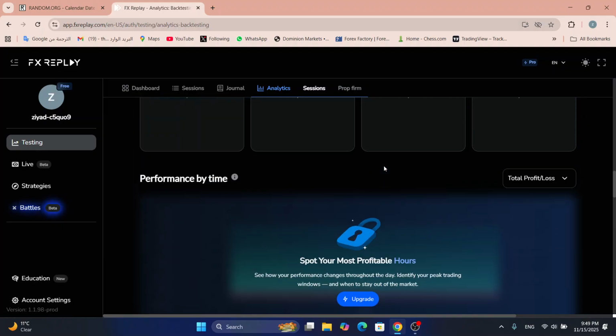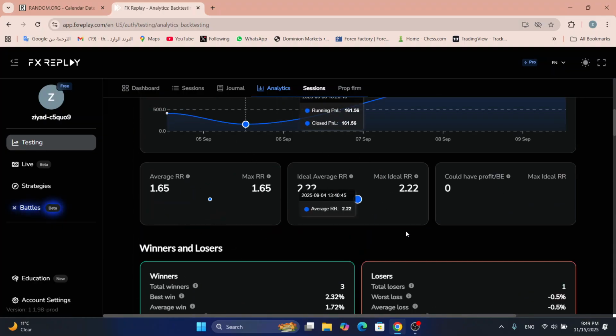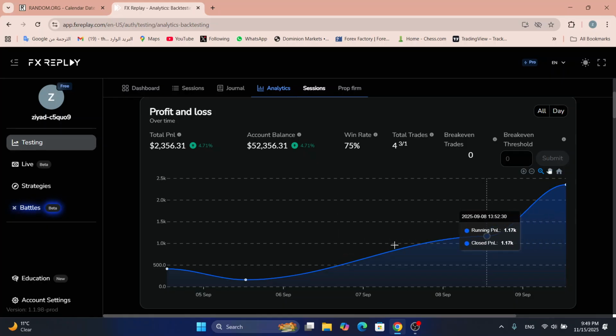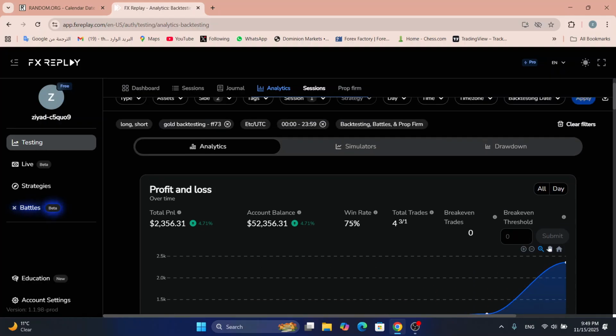Yes guys, and that's pretty much it. Actually, I'm just trying this application now, and I'm not an affiliate or something. This is how the equity curve looks like. So this is just in 4 trades, guys. In 4 trades I'm up 4.7%, almost 5%.